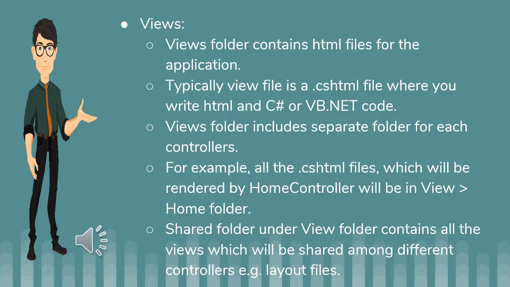Views. Views folder contains HTML files for the application. Typically a view file is a CSHTML file where you write HTML in C# or VB.NET code. Views folder includes a separate folder for each controller. For example, all the CSHTML files which will be rendered by the Home controller will be in the Views/Home folder. Shared folder under the Views folder contains all the views which will be shared among different controllers, for example layout files.